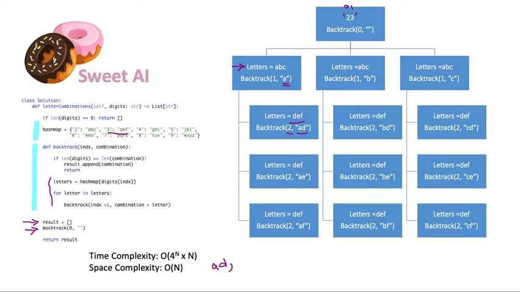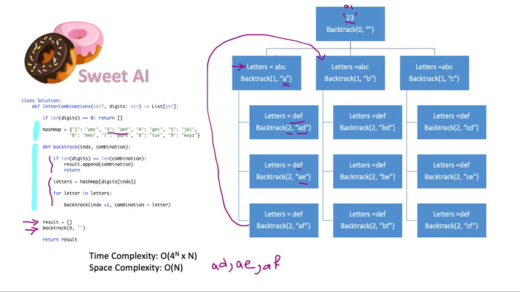go for the second letter, which is E. So the index is going to be 2 and the combination is going to be AE. The length of AE is 2 and the length of the digit is 2 as well. So we are going through this if, and we are going to add AE to the result as well. And the same thing is going to happen for the last one. It's going to be AF, and we're going to add it, and we backtrack all the way to it. After this round is done, it's going to backtrack to here, right?